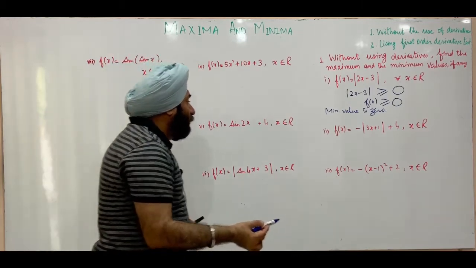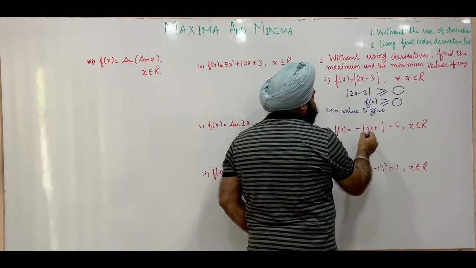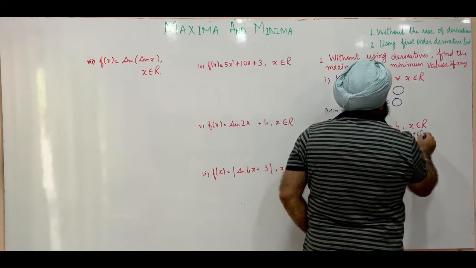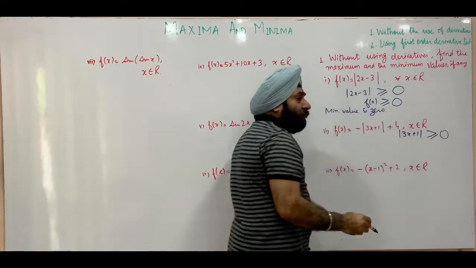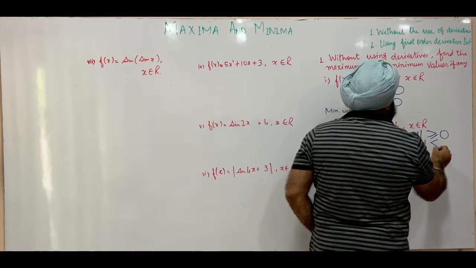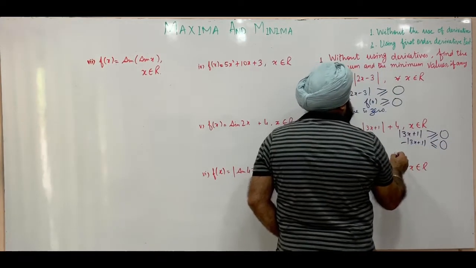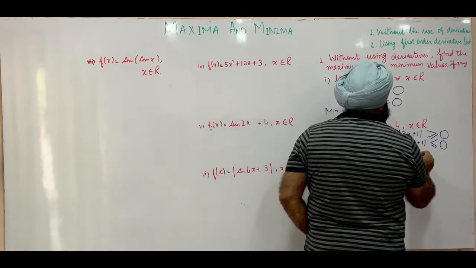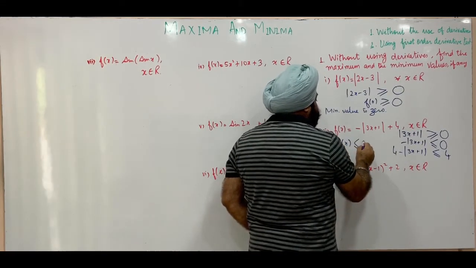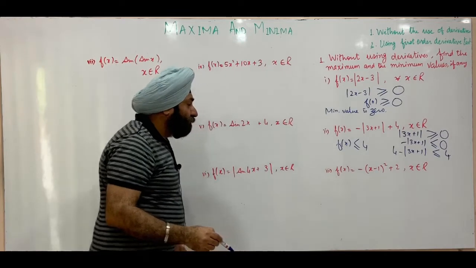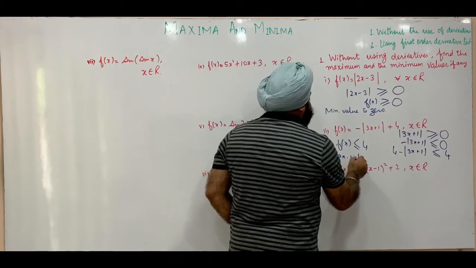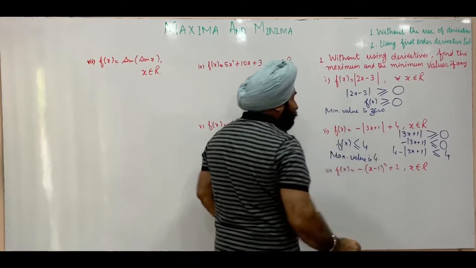Next one, f of x is minus of mod of 3x plus 1 plus 4. So we know mod of 3x plus 1 is greater than or equal to 0. Multiplying both sides by minus 1, minus of mod of 3x plus 1 is less than or equal to 0. Adding 4, 4 minus mod of 3x plus 1 is less than or equal to 4. That is, f of x is less than or equal to 4. So what is 4? 4 is the maximum value. The maximum value of the function is 4.